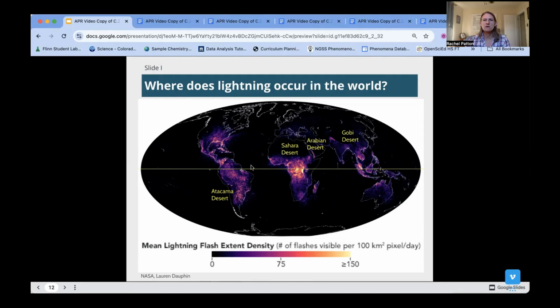And then notice there are several deserts that are labeled on this map as well: the Gobi Desert, Arabian Desert, Sahara Desert, and Atacama Desert. So take a moment, examine this map, keep adding to your notice and wonder chart.